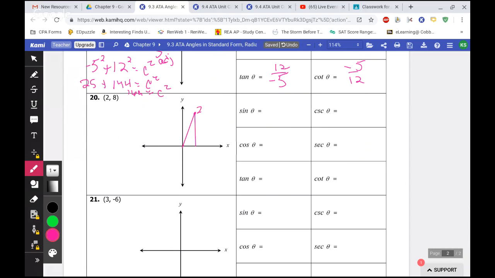So this is going to be 2, 8. So that means this is 2 and this is 8. And this is your theta angle or your reference angle. And then this is your right angle. So we still need to know 2 squared plus 8 squared equals C squared. So we still need to know the measure of that line right there. So 4 plus 64 equals 68, equals C squared, my bad.